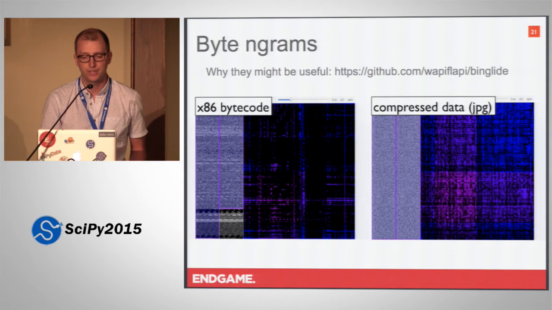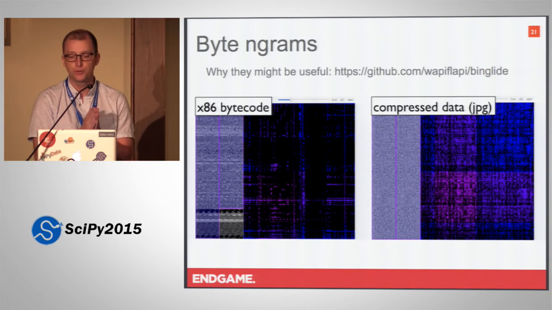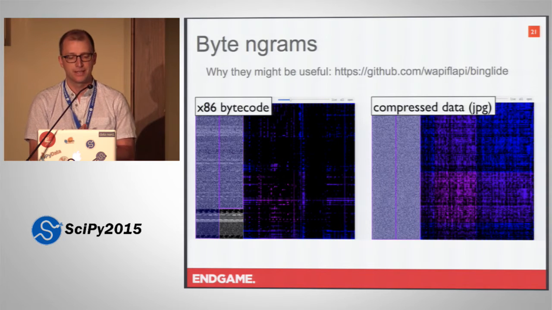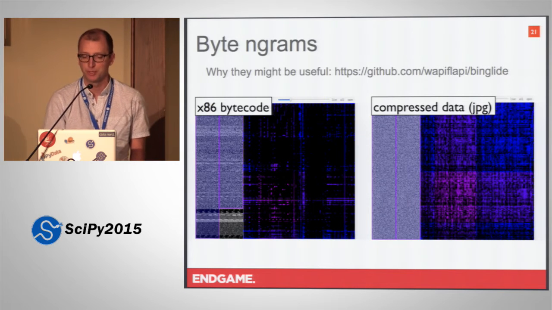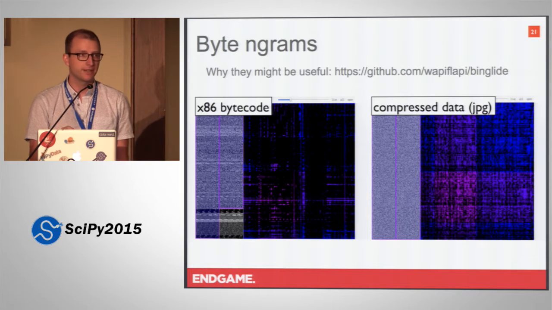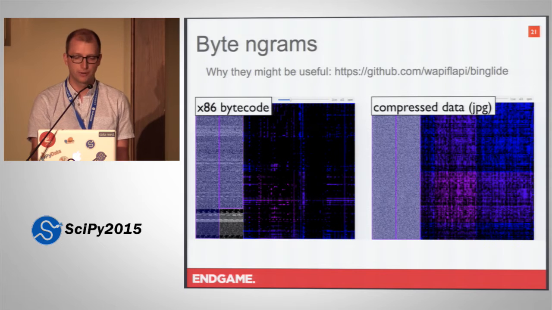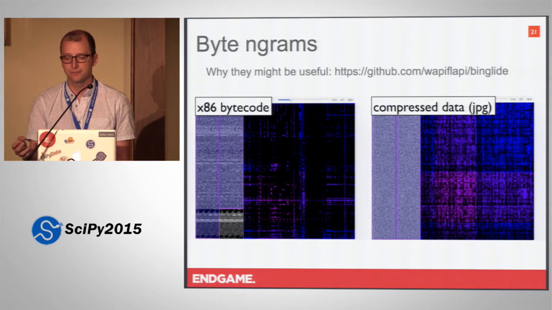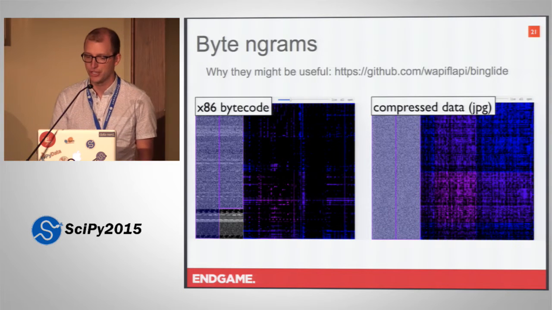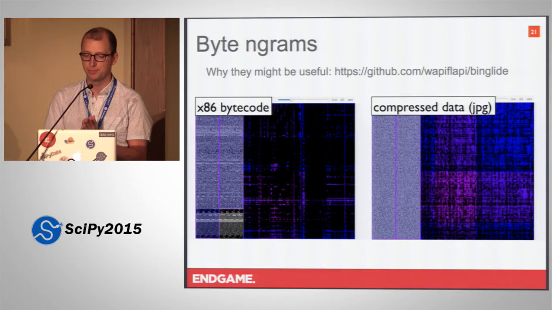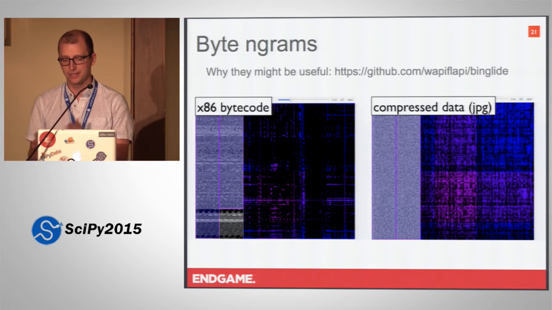The part on the right is a 2D histogram of the byte 2-grams. On the x-axis, we have 256 possible bytes. On the y-axis, we have the same thing. When one byte follows another, that pixel in the 2D histogram is lit up a little bit more. When you run that on example x86 bytecode, this pattern shows itself, and it's a lot different than if you run it on compressed data, for example JPEG. In compressed data, you're trying to use as much of the information as possible without taking up the most space, so it spreads itself out along this 2D histogram.